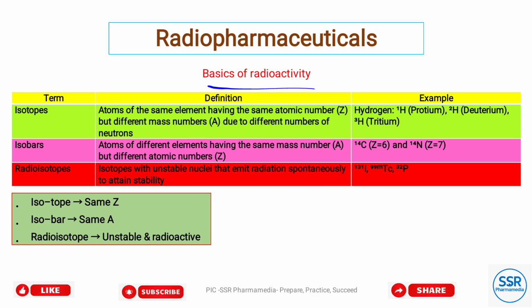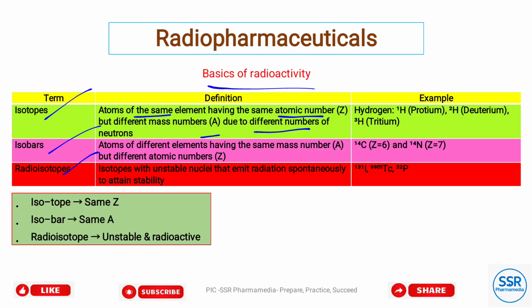So next, in basics, we are going to cover some definitions of the terms. What are isotopes? What are isobars and radioisotopes? Isotopes means atoms of the same element having the same atomic number, Z is the symbol of atomic number, but different mass number. A is the symbol of mass number, due to different numbers of neutrons.